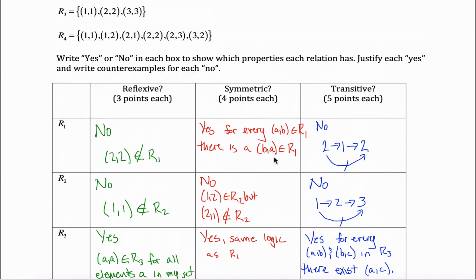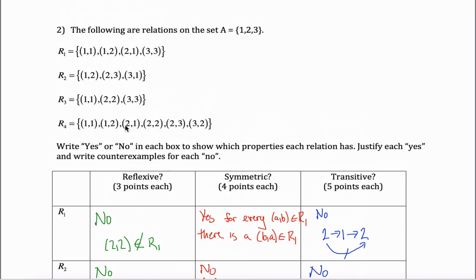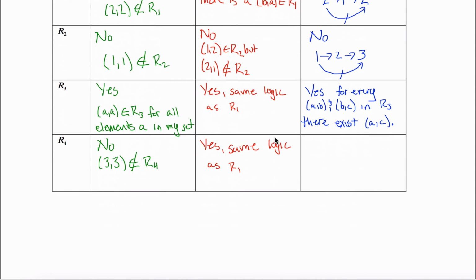What about R4? Okay, so this one's kind of tricky to check. One of the arrows that's missing here is the arrow from 3 to 3. Maybe we can exploit that. Is that the one most people will probably pick on? No, I think what most people probably pick on is there's an arrow from 1 to 2 and an arrow from 2 to 3, but there's not an arrow from 1 to 3. So no. There's an arrow from 1 to 2 and an arrow from 2 to 3, but there is not an arrow from 1 to 3.